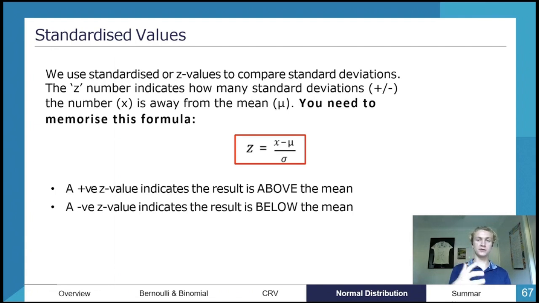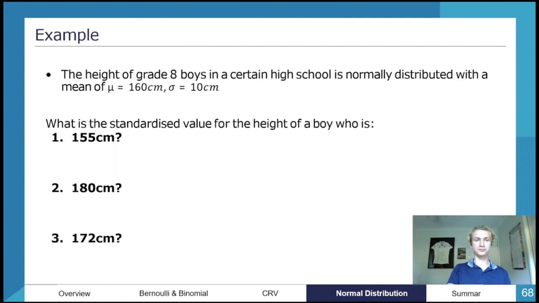If Z is positive, this means that the result is above the mean, whereas if Z is negative, this means that the result is below the mean, and we can see how many standard deviations it is away according to this formula. You do need to know this formula because sometimes we get complex, familiar and unfamiliar questions where you're asked to find certain things, the mean or the standard deviation, given the Z score, or the x, or you sometimes have to work it out as well.